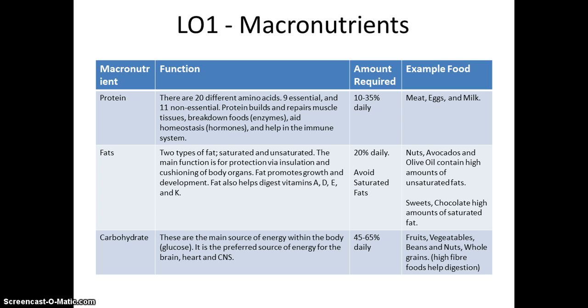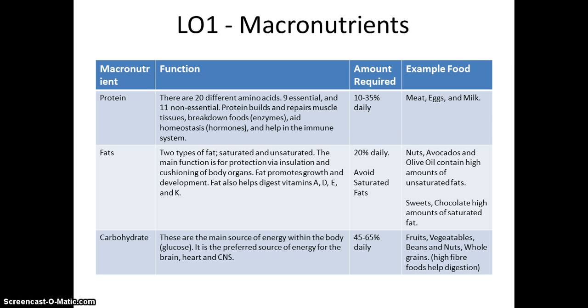There are 20 different amino acids. We've got 9 essential, essential meaning that the body cannot produce them and we must eat them within our diet, and 11 non-essential, which means we have to eat a small amount, but for the most part the body can manufacture them itself. We need proteins for building and repairing muscle tissue, to help us break down foods because enzymes are proteins, to help aid homeostasis because hormones are proteins and they tell the body what to do in different areas, and also to help the immune system.